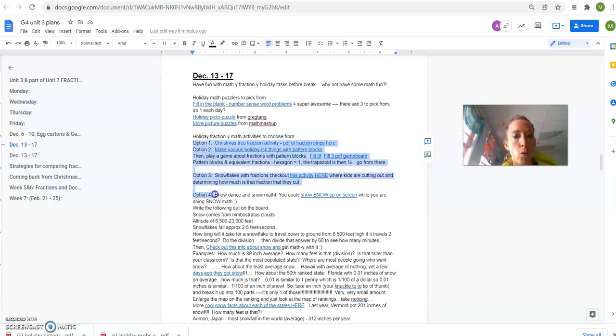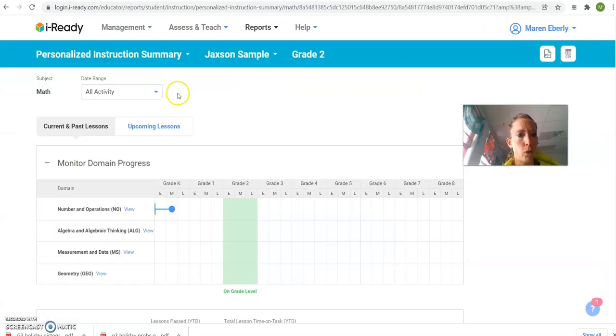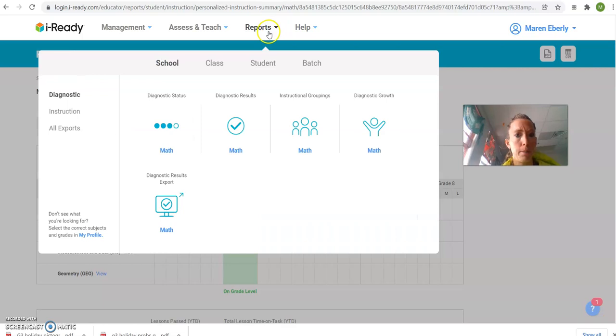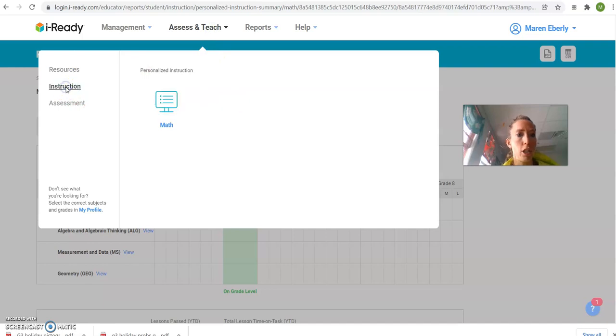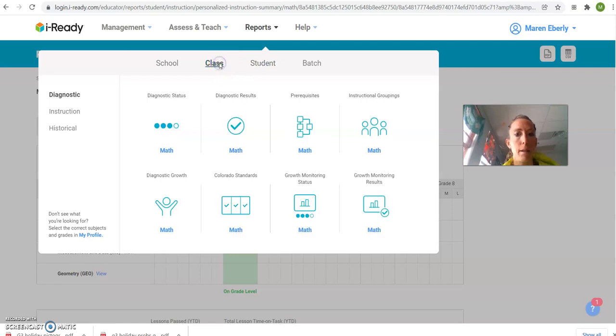So I have 4 options, and then one more option is iReady. You could assign a lesson or a practice session with fraction activities. And I say this because maybe you didn't know you could assign things in iReady. I have been assigning my own groups a lesson each week. And so if I go to my, where do I go? Assess and teach, instruction. Where am I going? You know, sometimes I'm like, what? How do I do this again? And I do it every week.